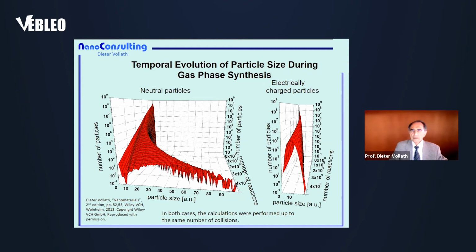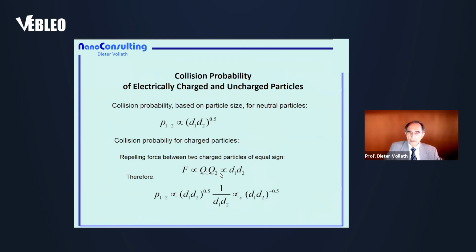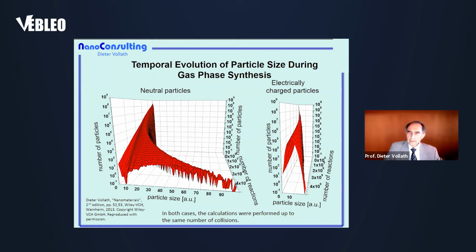In case of electrically charged particles, the things are different. We get a very narrow particle size distribution after the same number of reactions, meaning the same reaction time. Here we have a very narrow size distribution. The maximum size is around 20, and the average size around 10. Here the average size is around 40.